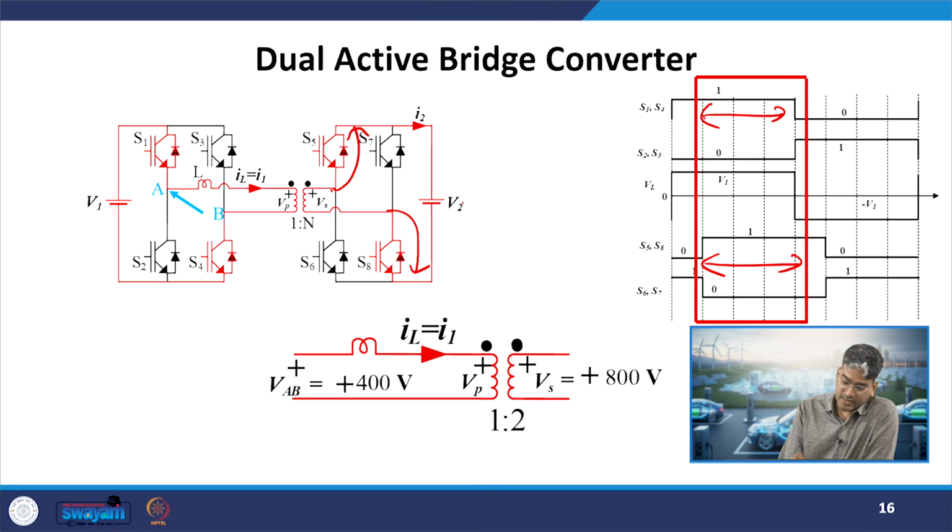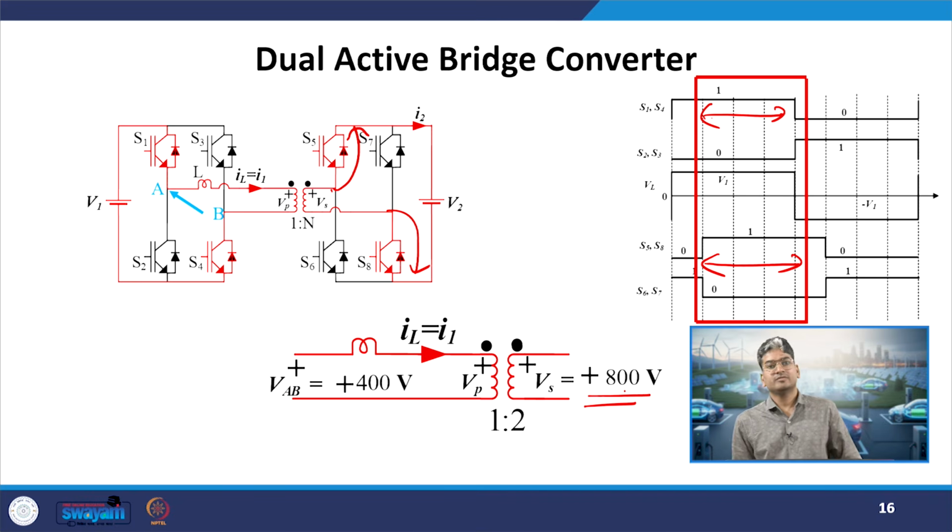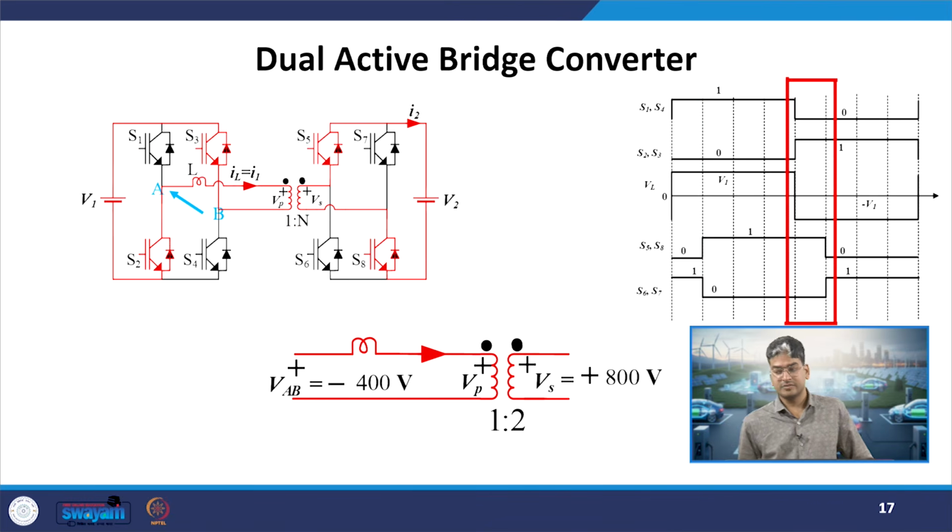So, we will get plus 800 at the output voltage, or the secondary side voltage will be plus 800, Vs is equal to 800. This is true for the next 3 divisions, or from divisions 2, 3 and 4. After that, in the 5th division, we will again have one more switching operation.